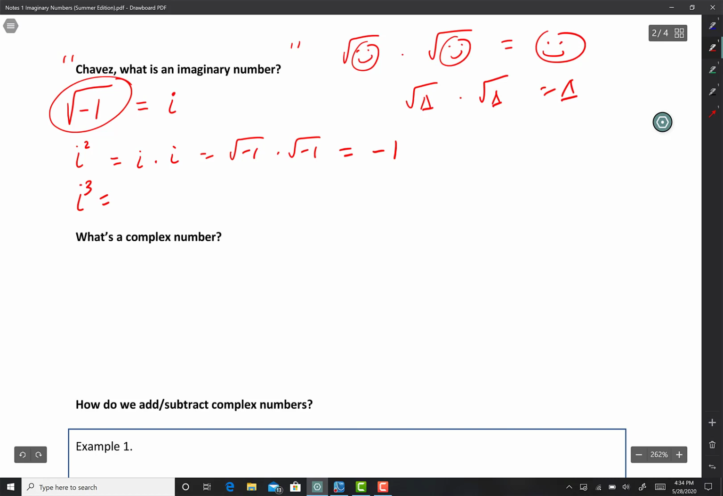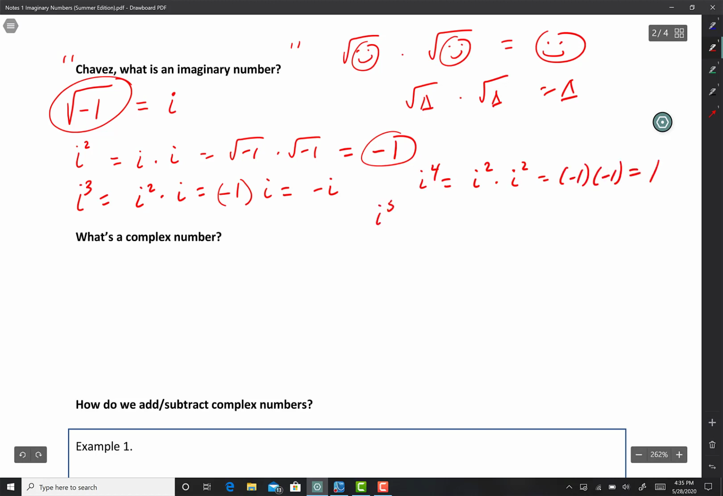All right, so what about i cubed? Well, i cubed is just going to be i squared times i. And we already know what i squared is. i squared is negative 1. So negative 1 times i, and you just get negative i. And there it is. So i cubed is negative i. And what's i to the fourth? Well, i to the fourth is i squared times i squared. And, well, i squared was negative 1. So negative 1 times negative 1 is just 1.